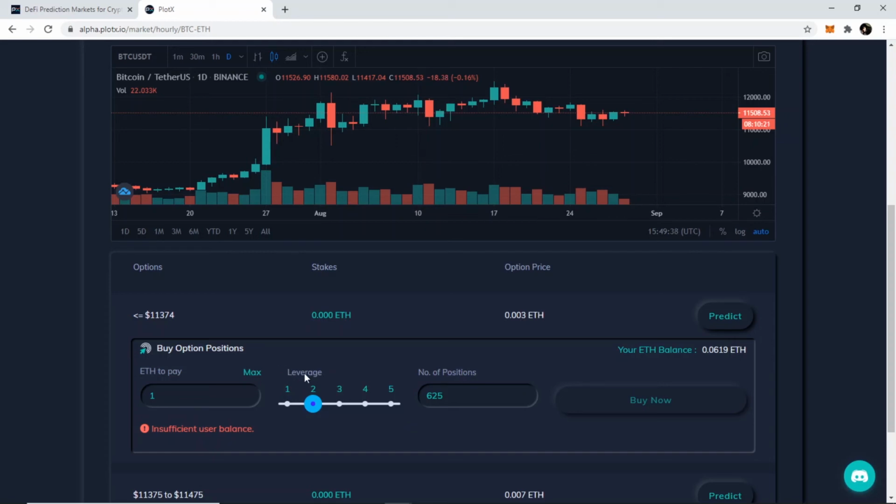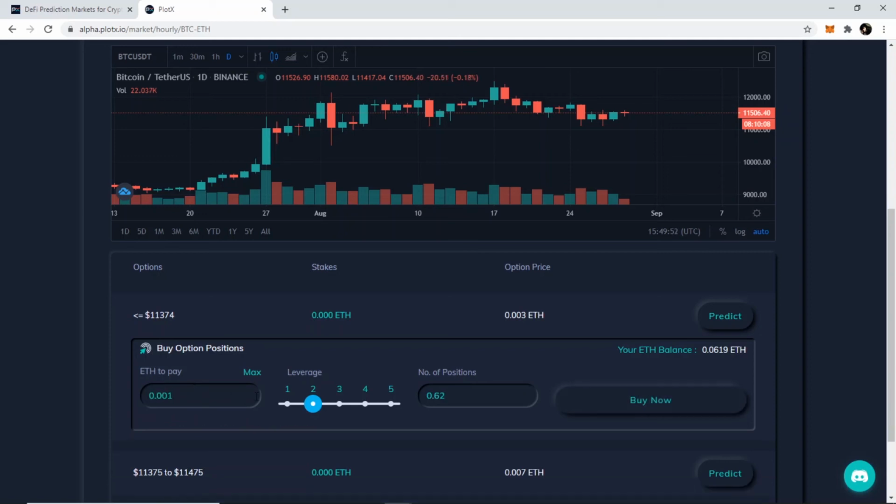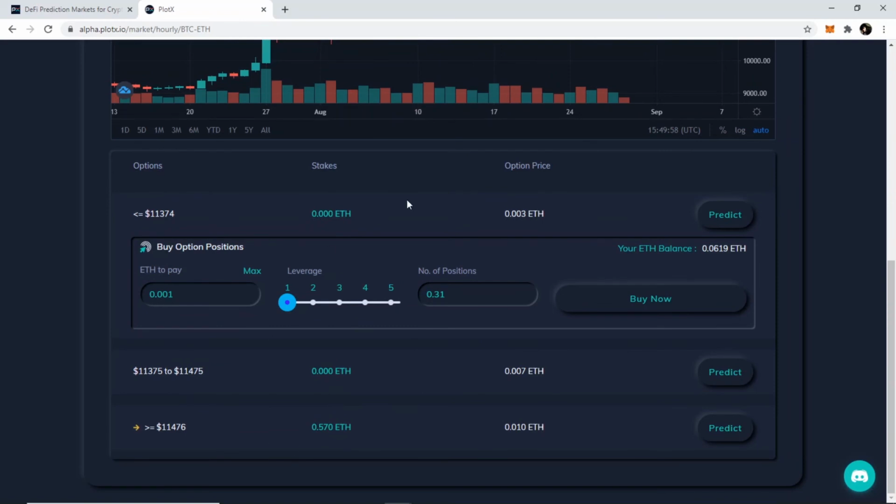This is a very unique feature that is only available in PlotX till now, and you won't be able to find it in other prediction markets. Now let's come back to reality. Since I don't have that much ether, I will just be staking 0.001 ether, and I will be selecting a leverage of 1x because, let's be honest, this option is not going to win.